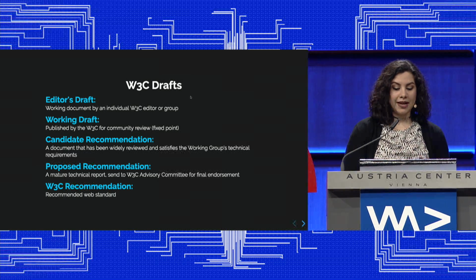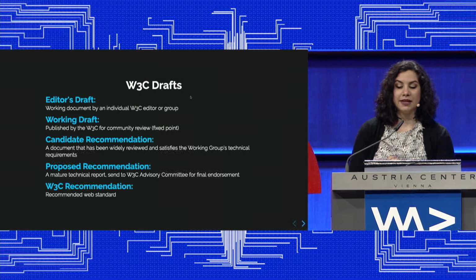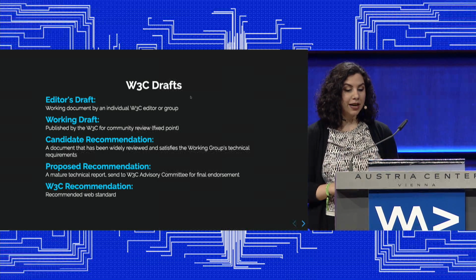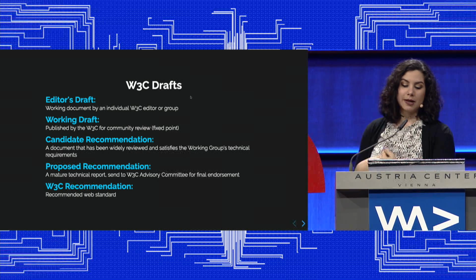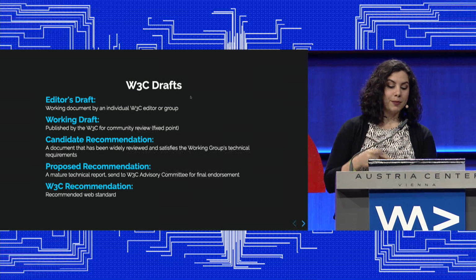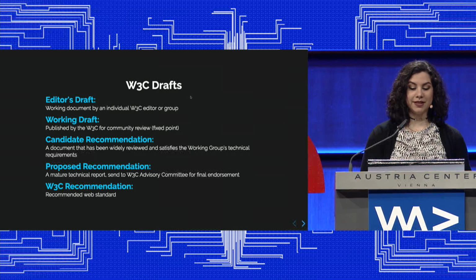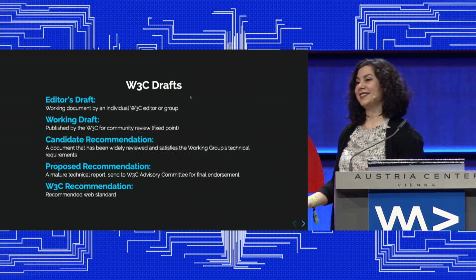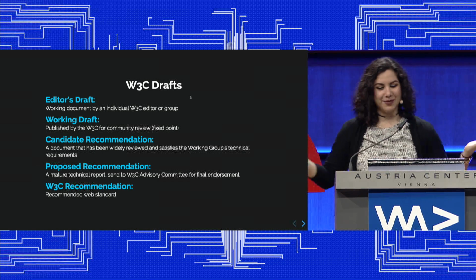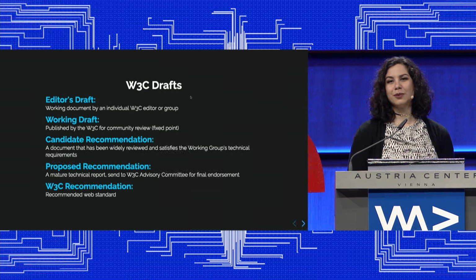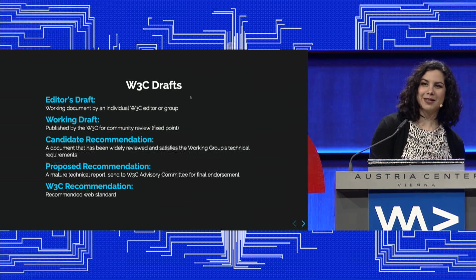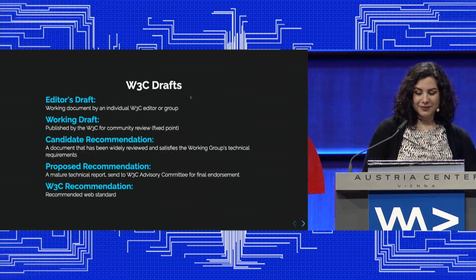There's also the candidate recommendation. That's a document that has been widely reviewed and satisfies the W3C's technical requirements, and it is then a proposed recommendation for web browsers. It goes through the advisory committee and becomes a W3C recommendation that becomes a web standard. So that's sort of how web standards happen. It's all just people writing notes about what they think will be best for the web. And they do a lot of great work.